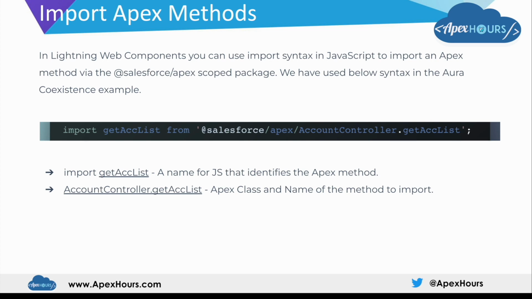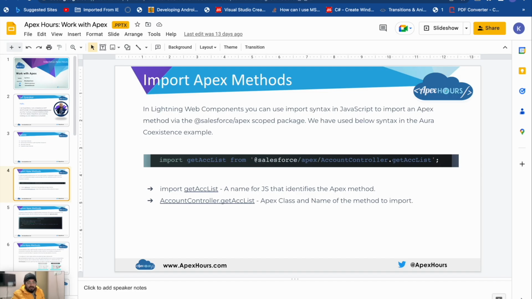So in Lightning Web Component, you can use import syntax in JavaScript to import an Apex method via the Salesforce Apex scope package. As you can see in the syntax below, this is the same syntax we have used in that Aura coexistence example from our previous slide. So here, if you import getAccList, this getAccList is basically a name for JS that identifies the Apex method. And if you notice, AccController.getAccList is the name of the method in the Apex class. Okay, so in this video, we'll be trying all these examples. So let's start by importing the Apex method.